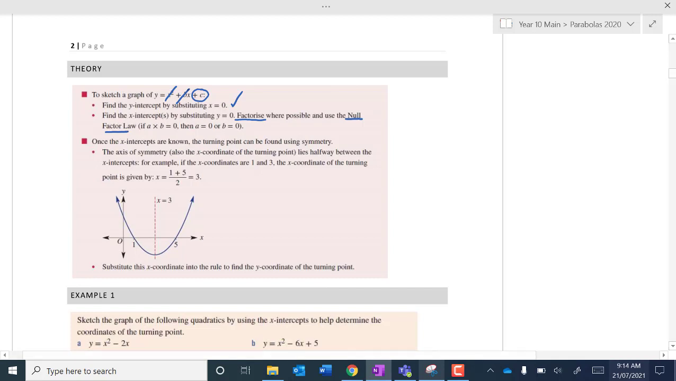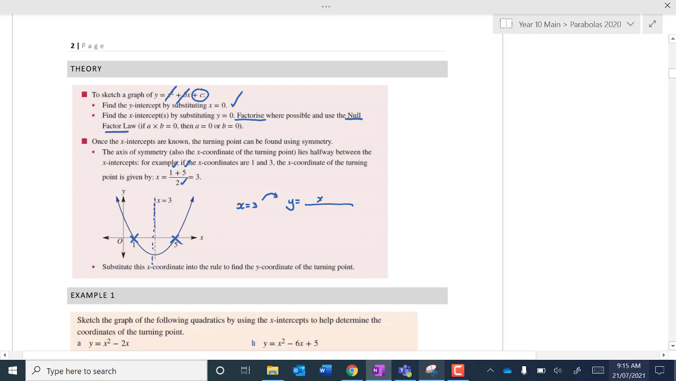To find the turning point, once we know the two x-intercepts, 1 and 5, it's bang in the middle. We can find the x value by taking the average of those 2 points, 1 plus 5 divided by 2. Or you could see that halfway between 1 and 5 is 3. That gives us our axis of symmetry. Once we've found it, we can substitute that value of x into the equation. So you would throw x equals 3 into your quadratic, whatever that happens to be.